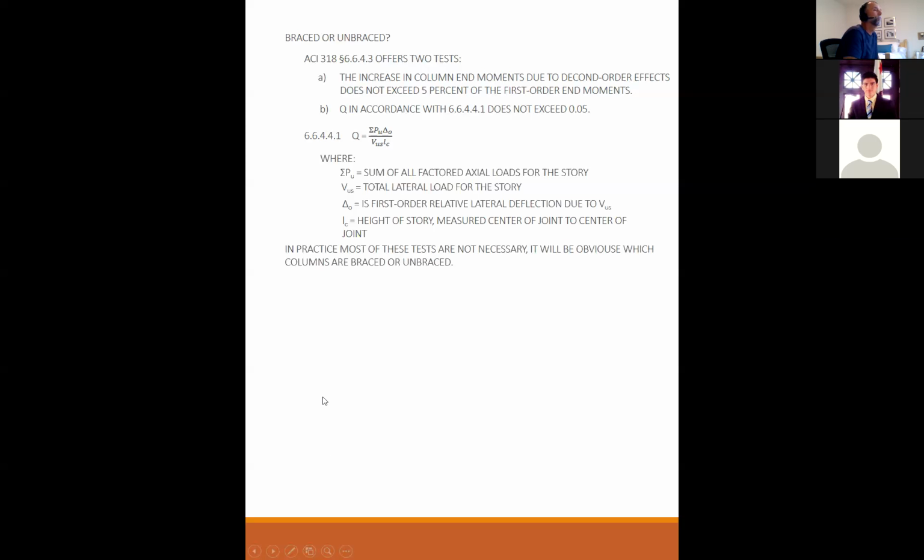Professor, how do you prove that you have a braced system? Don't you have to have moment connections for them to be braced? You can't just put pin connections and assume it's braced, right?